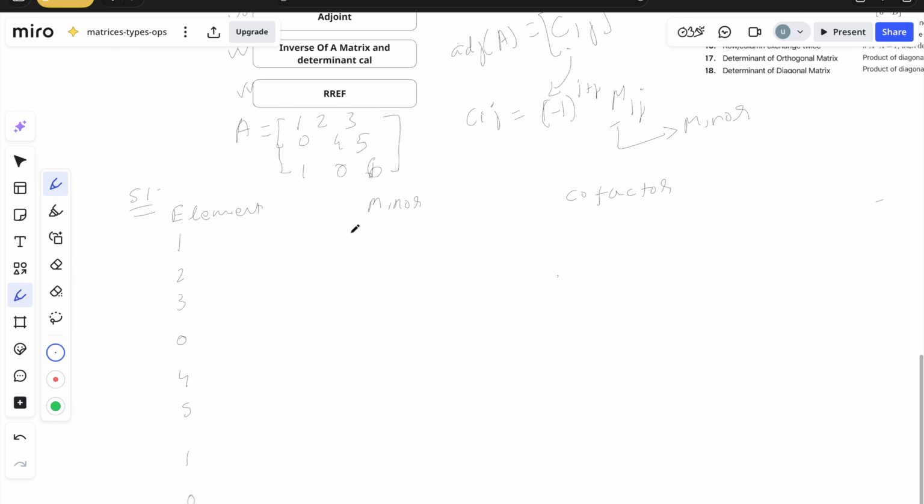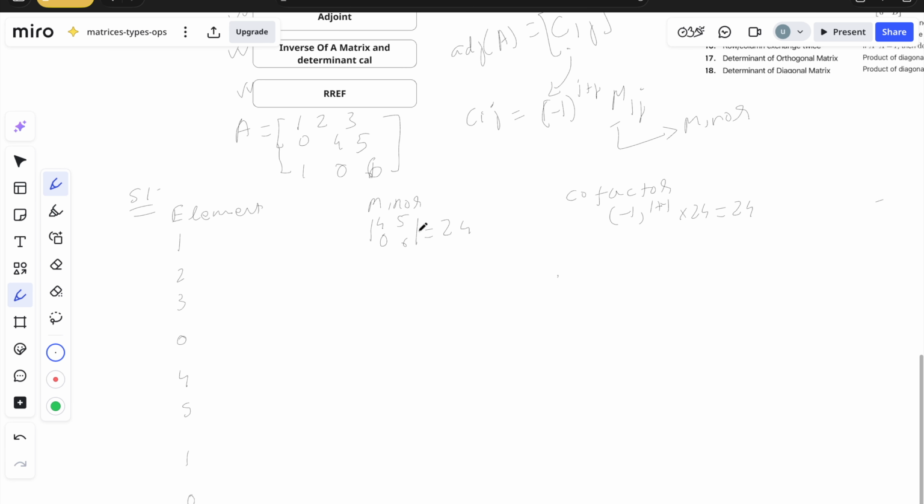Okay, let's start with 1. The minor would be: we eliminate this row and this column. So we have 4, 5, 0, 6, which is equal to 24. What will be the cofactor here? It's i plus j, right? Minus 1 to the power of 1 plus 1, into 24, which is 24. I just showed the whole thing for the first element, and I will simplify for the rest of them.